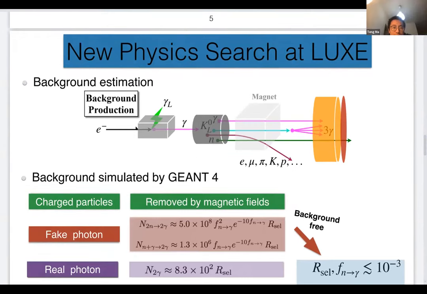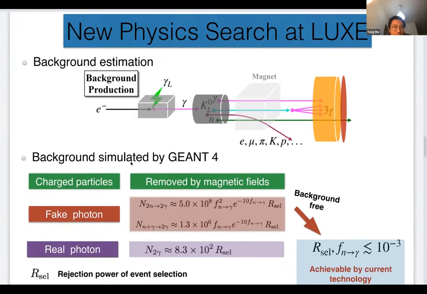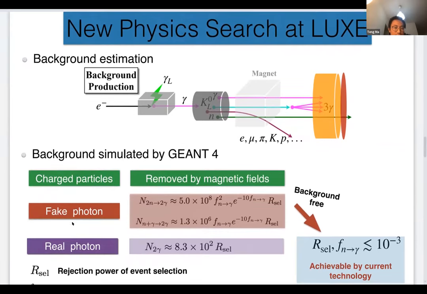For the background estimation, we use Geant to simulate the background. I found that there are two or three kinds of background. The first one is the charged particles, electron, muon, pion, and as we said before, we can remove that by the strong magnetic fields. And the second kind of background is the neutron, which can be misidentified as a fake photon. So there are two kinds of fake photon events. The first one is two neutrons misidentified as two photons.